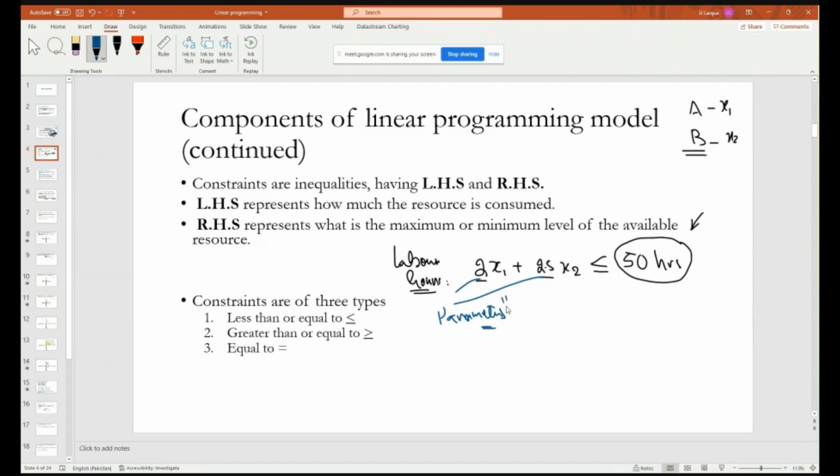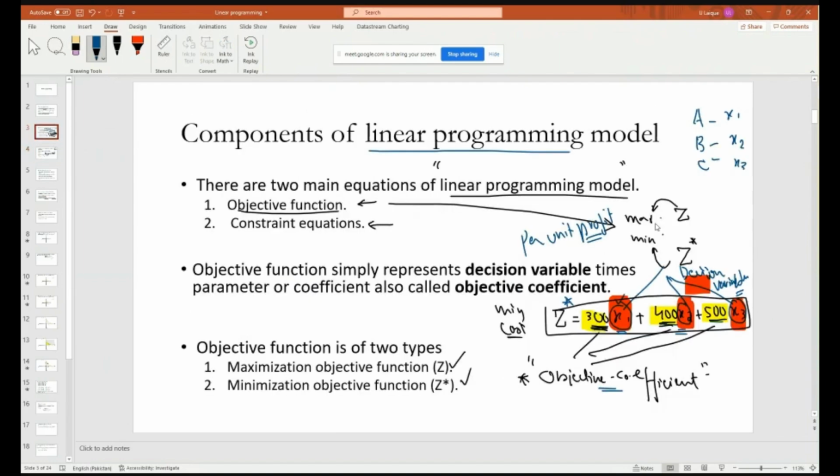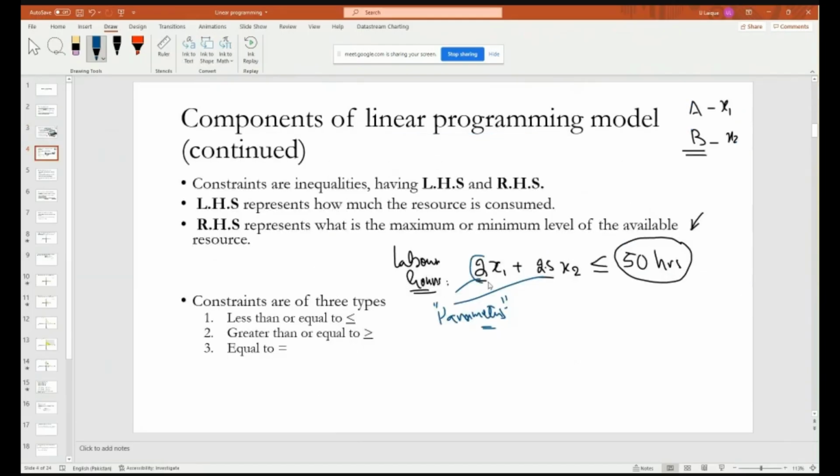In the objective function we call them objective coefficients, but in the constraint equation we call them parameters. Now, what are those parameters? Parameters are simply the resource consumed per unit of a decision variable. So it takes 2 hours to produce one x1, and 2.5 hours to produce one x2. And the total hours available to us, the sanctioned hours, are 50 hours.